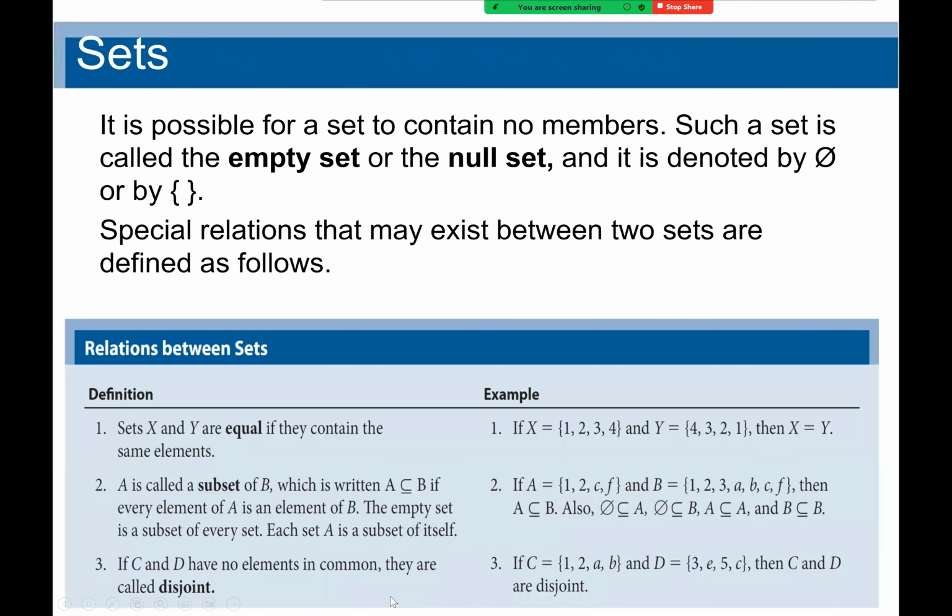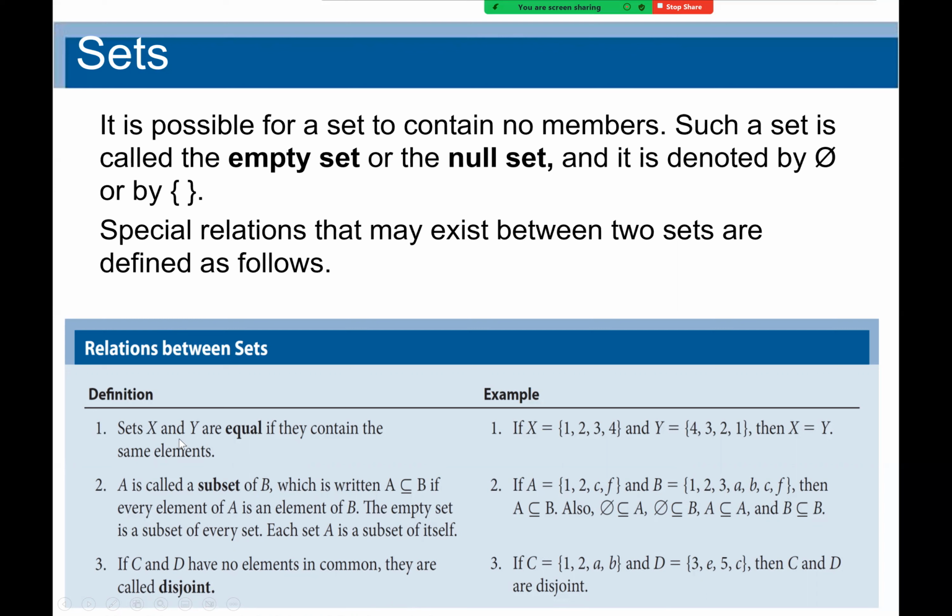Now, again, also it's possible that a set may contain no members. In this case, we may say an empty set. So this will be the symbol, or we can use the null symbol. So a null set means the set doesn't have any member, it's empty.